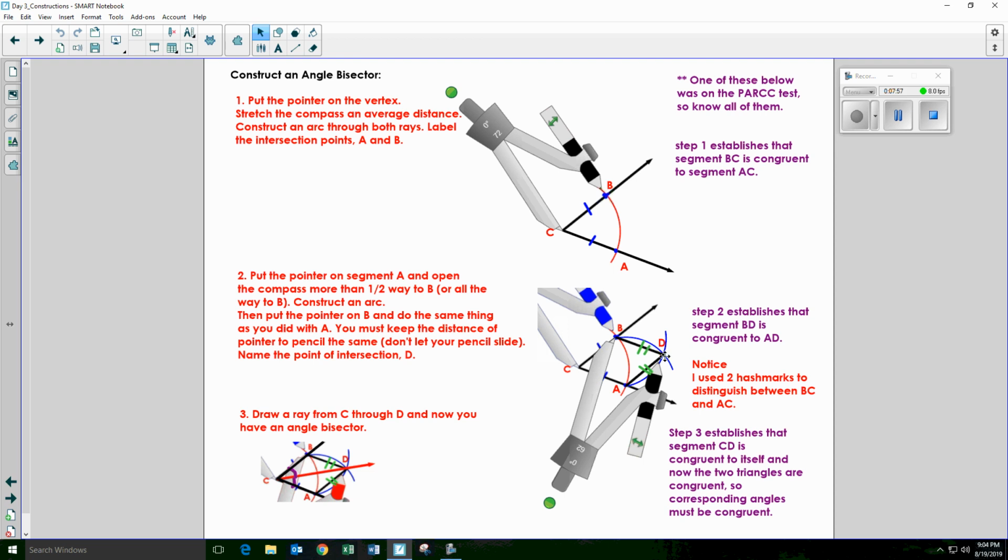Okay, step 2. When we came up with this point D, what did we establish? Well, remember, this distance that we went to draw these two arcs was exactly the same.